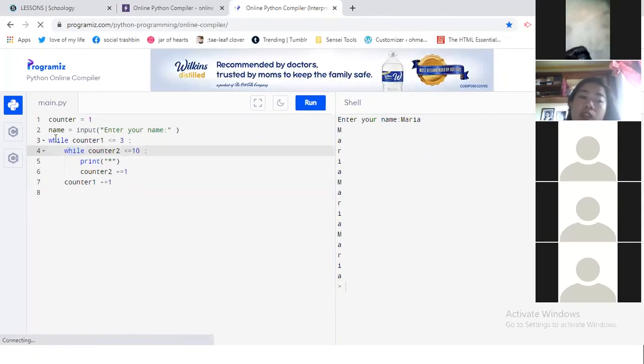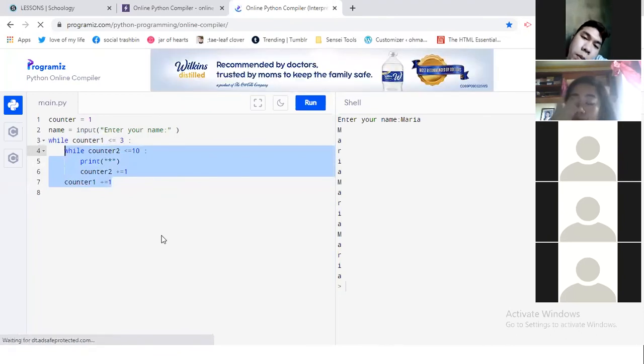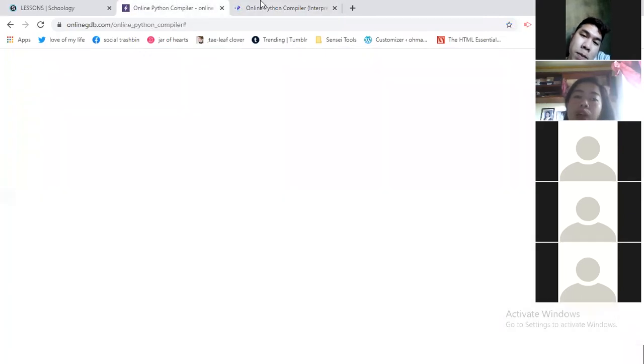So, if mapapansin nyo, yung unang while, meron siyang counter 1 as your counter. Tapos, we have another counter. May sariling counter yung second while natin. And then, of course, don't forget the increment for each counter. So, counter 2, dapat nandito siya sa loob for increment. And then counter 1, ito yung increment niya, nandito siya sa loob ng block niya. Okay? So those are the nested loop.